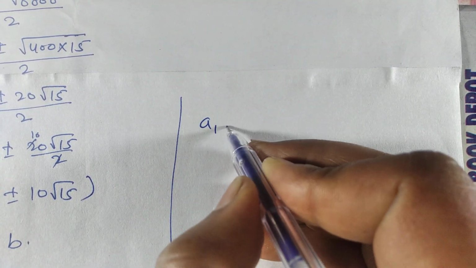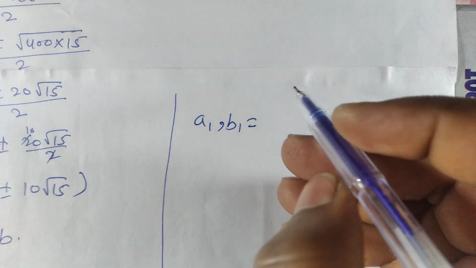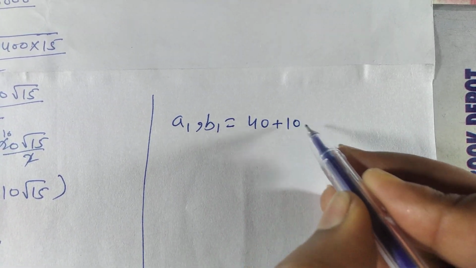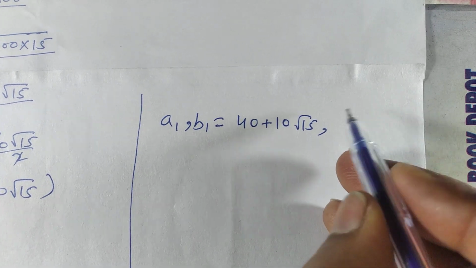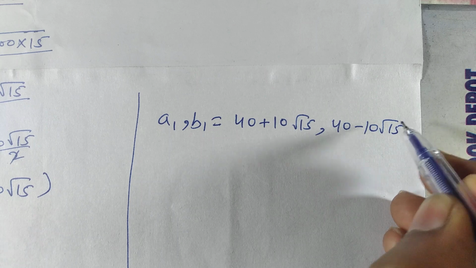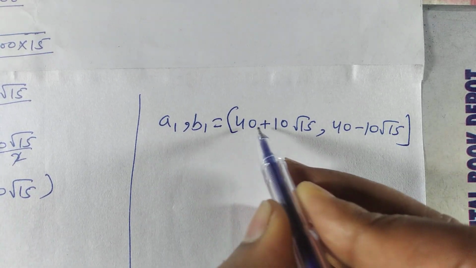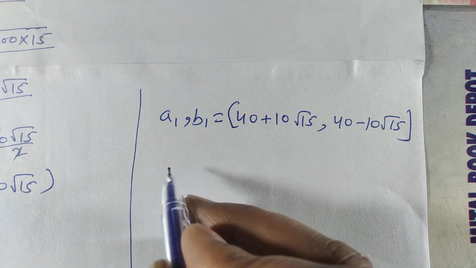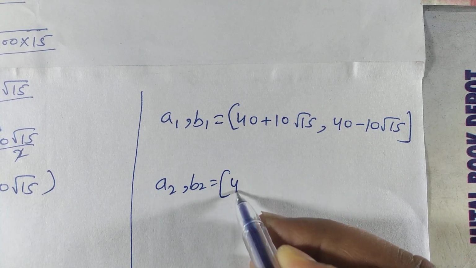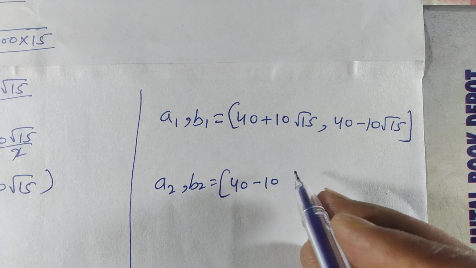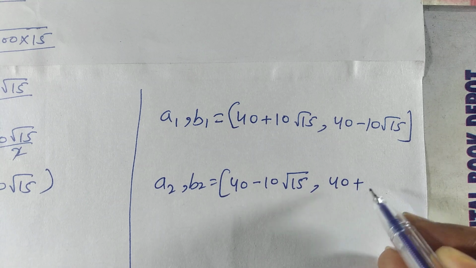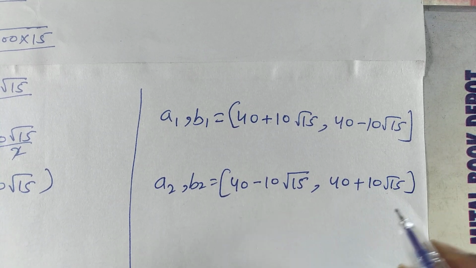A1 comma B1 is equal to 40 plus 10 square root of 15 comma 40 minus 10 square root of 15. This is the value of A1 and the value of B1. And A2 comma B2 is equal to 40 minus 10 square root of 15 comma 40 plus 10 square root of 15. This is the answer.